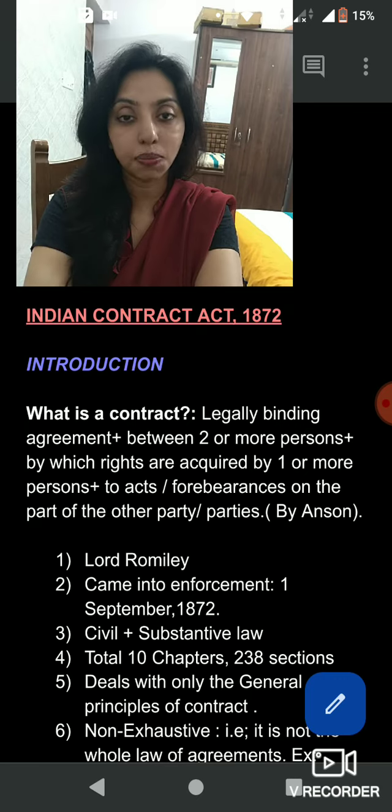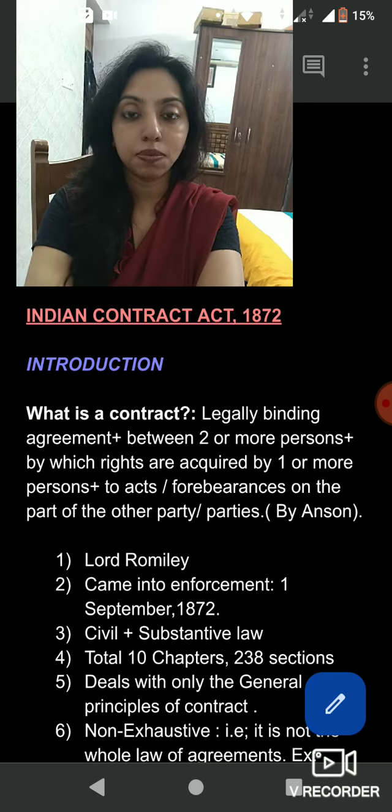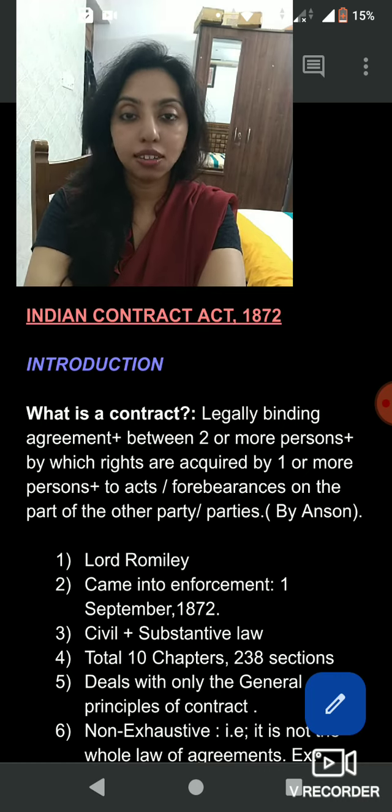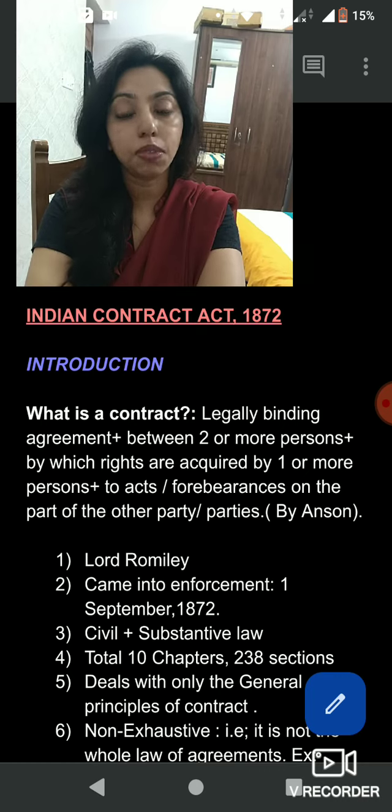is a contract. For example, today I promise that on 13th of November I'm going to post an important video on this act, and on 13th of November, suppose I don't upload any of those videos. So the question arises whether you are legally entitled to enforce this obligation on my part. Secondly, is it a valid contract or not?